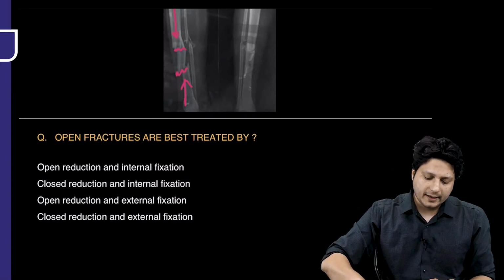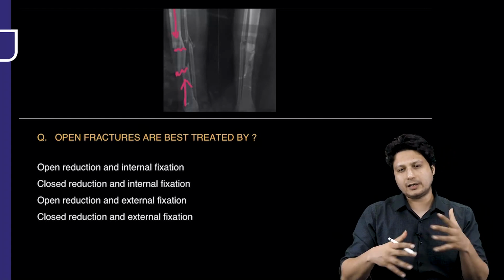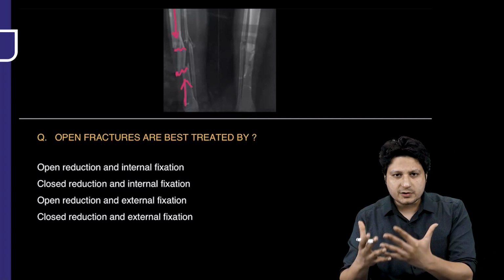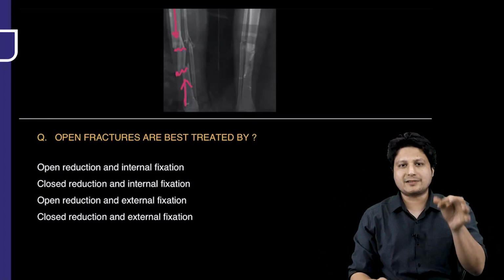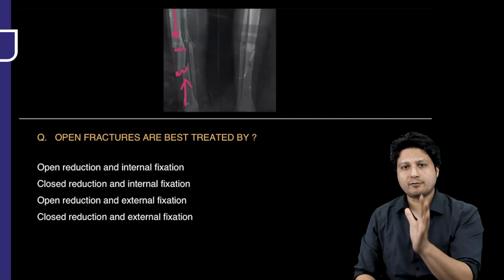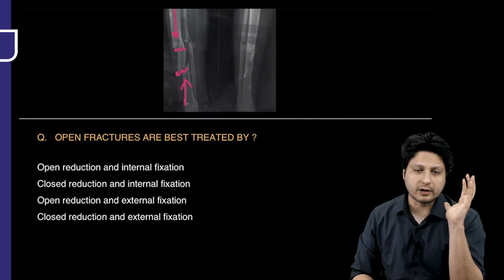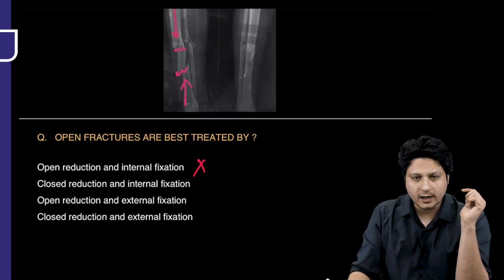Now, open reduction and internal fixation. Will you go for internal fixation in case of an extensive open fracture? Obviously not, because that internal fixation device is going to get infected. It will be having complications. First, you have to manage the wound, make the limb healthy so that the bone will unite without any consequences. So open reduction, internal fixation is not the answer.